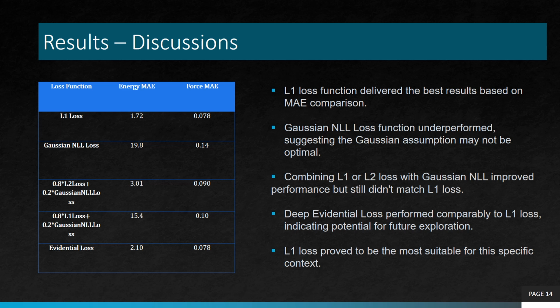This is further supported by combining the L1 or L2 loss with the Gaussian NLL loss, which, although it improved the performance, did not match the L1 loss. However, on the other hand, using deep evidential loss proved to be comparable to the L1 loss, indicating that there is potential for future exploration.